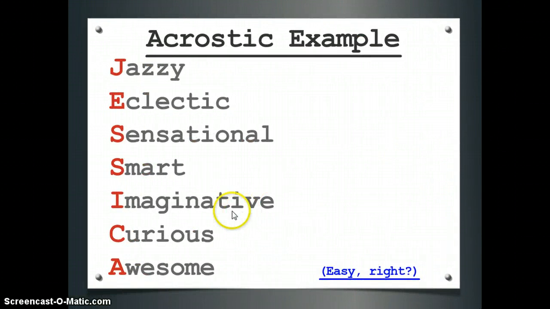This example uses my first name, which is Jessica, and several adjectives to describe myself. So here, the first letter of my first name is J, and so I chose the example adjective of jazzy.